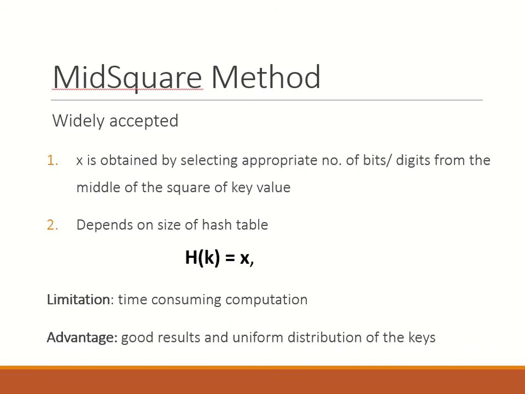Either you can take the square of the key, then take the middle value, or you can take the middle value, then apply the square to get the value. Both are accepted. So that is the mid square method, but the limitation is that it is time consuming, because you have to perform the squaring, then take the truncation, applying all that. So it will take time. The advantage is that you can ensure that it has uniform distribution.